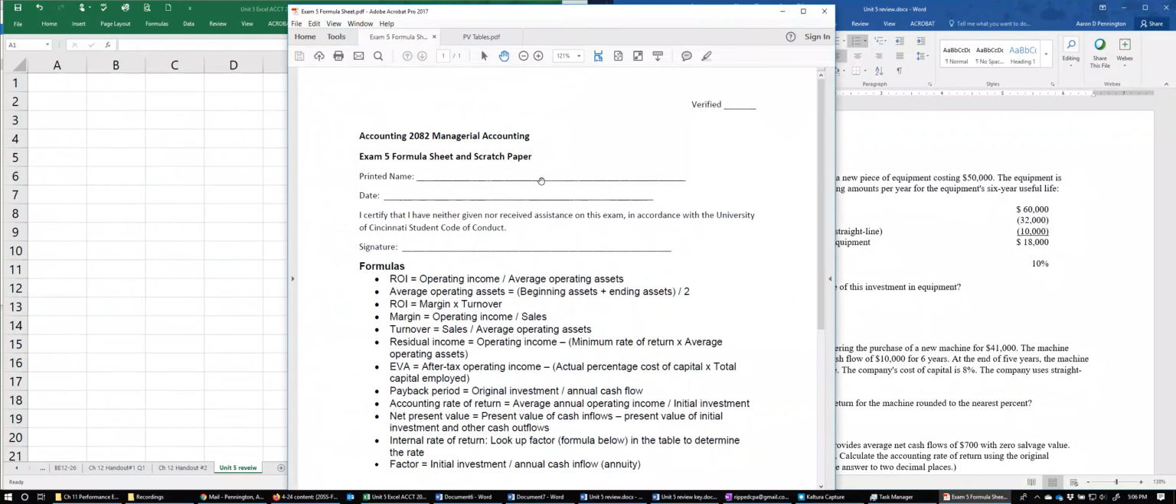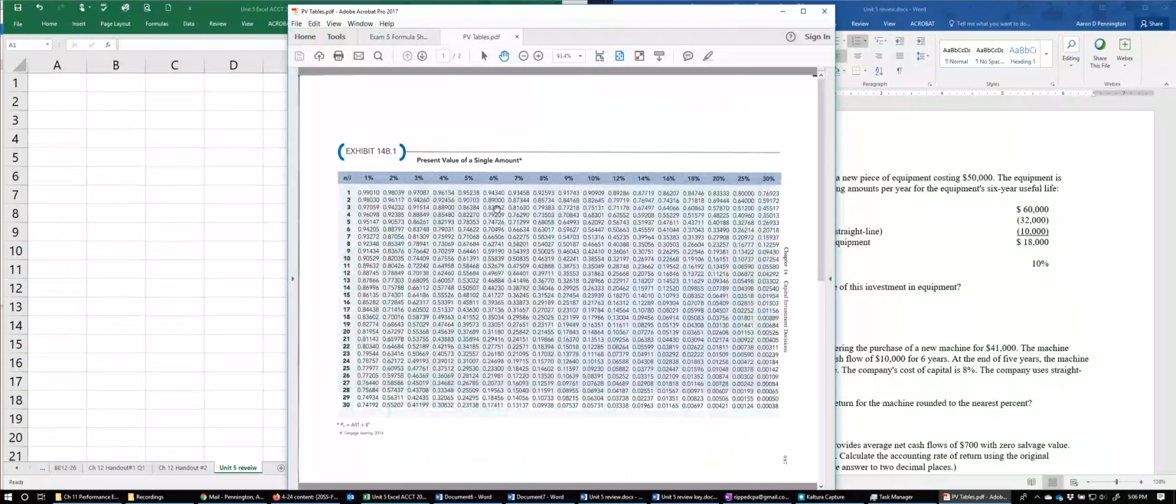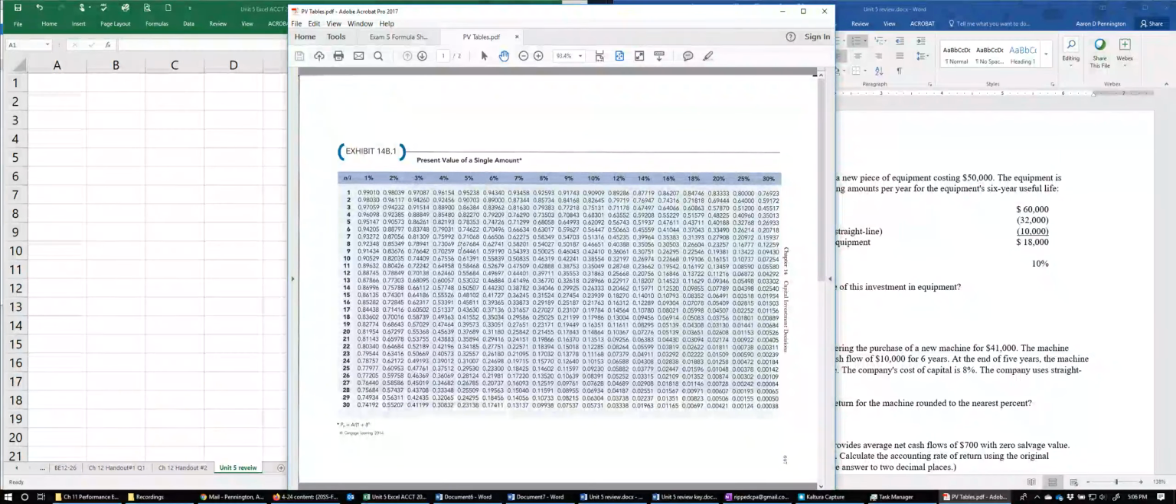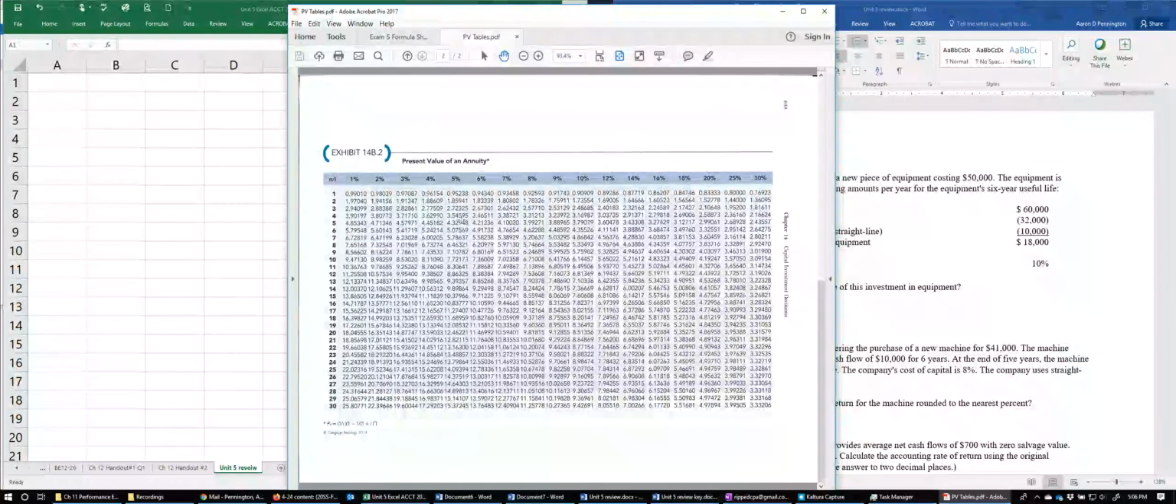So let us look at our tables. This is an annual net, so we want to look at table B2 for 10% for 6 periods. All right, and we get 4.35526.